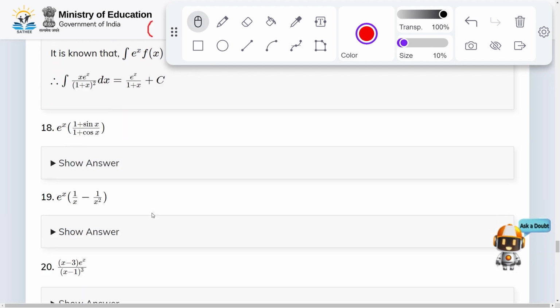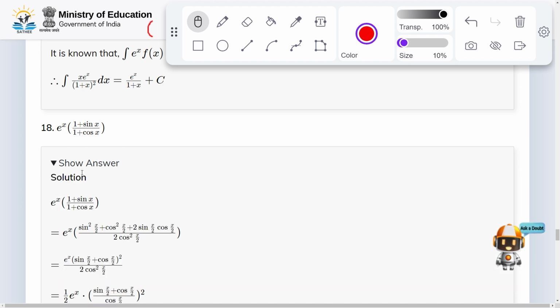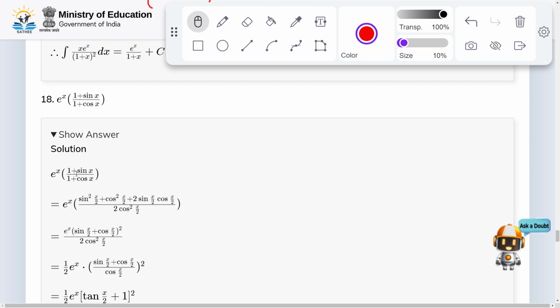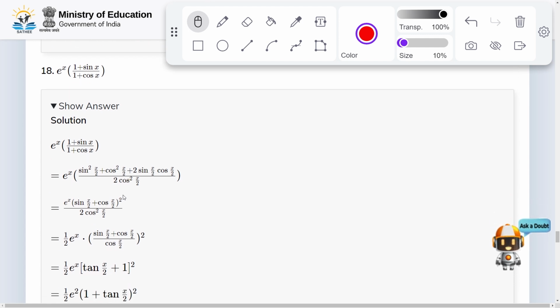Now the next. Again we have to make our form e^x multiplied by (f(x) plus f prime(x)). How can you make it? Quite simple. 1 plus sin x, I can break it. First of all, 1 can be rewritten as sin square x by 2 plus cos square x by 2. Now this sin x can be rewritten as 2 sin x by 2 cos x by 2. Now this 1 plus cos x can be rewritten as 2 cos square x by 2.